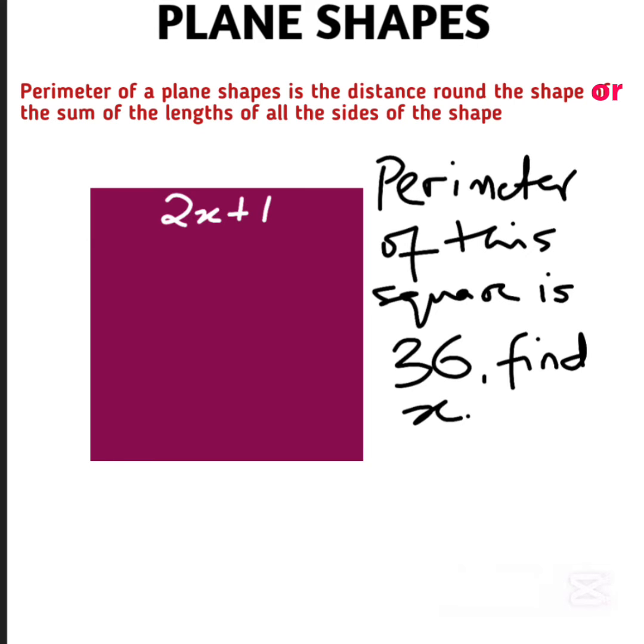Now let's talk about the perimeter of plane shapes. The perimeter of a plane shape is the distance round the shape or the sum of the lengths of all the sides of that shape.